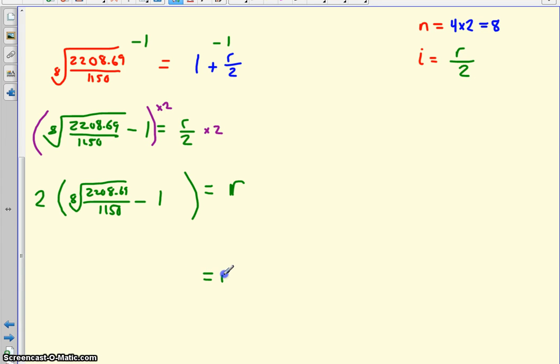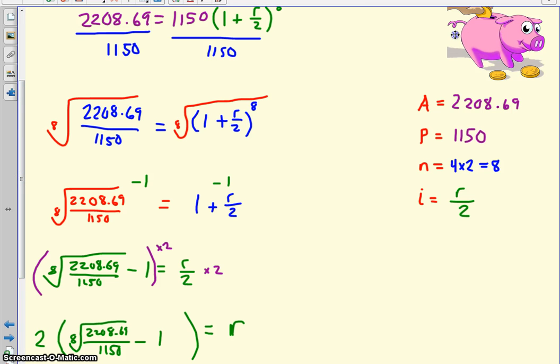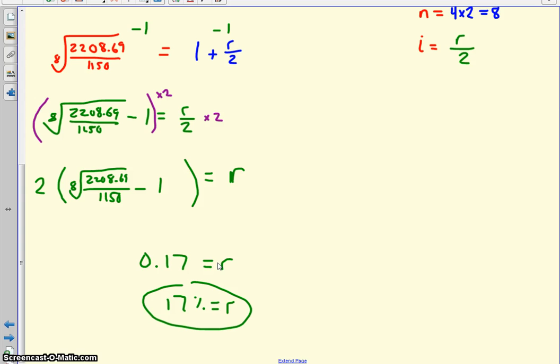So to 2 decimal places, I get 0.17, which winds up being, as a percentage, 17%. Okay, if you're good up to here but having trouble getting it with your calculator, come see me, and I'll run through it with you just to make sure we can get it to work. But your annual interest rate here should be 17%.